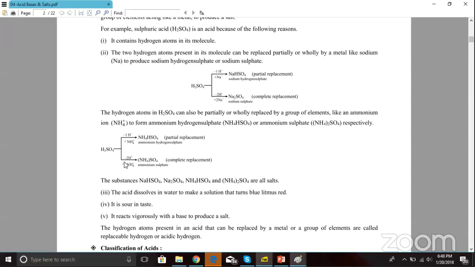So here is the equation, H2SO4. Now we are replacing one hydrogen, one H+, with one ammonium ion.